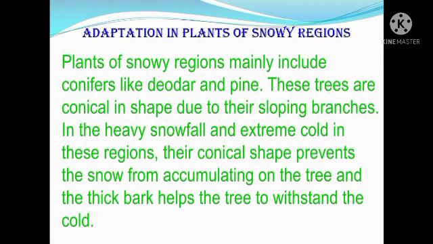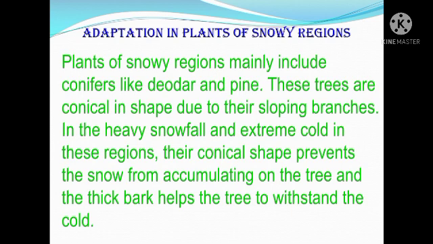The third adaptation comes here, which is in plants of snowy regions. Plants of snowy regions mainly include conifers like deodar and pine. These trees are conical in shape due to their sloping branches. In the heavy snowfall and extreme cold in these regions, their conical shape prevents the snow from accumulating on the tree, and the thick bark helps the tree to withstand the cold.